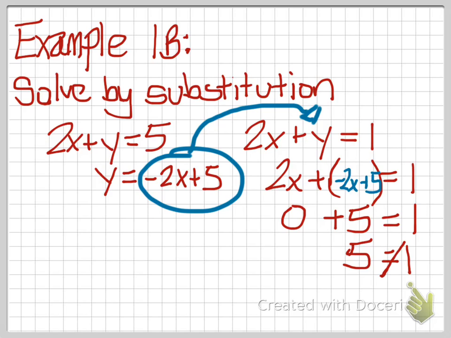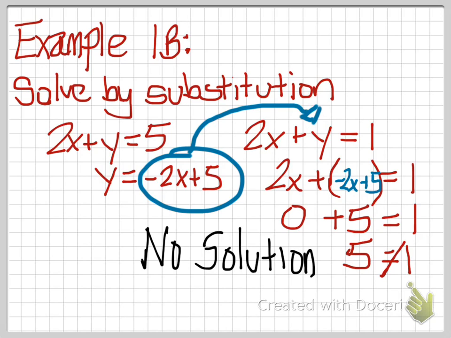Whenever you end up with a situation like this, where you end up with a non-true statement and your variables disappear, you have a parallel system, and therefore you know that there is no solution. So the moral of the story here is that when you are solving a system of equations and you end up with a non-true statement because your variables disappear, then you have a situation where there is no solution, no intersection between those two lines. And the reason there's no intersection is that those two lines are parallel.